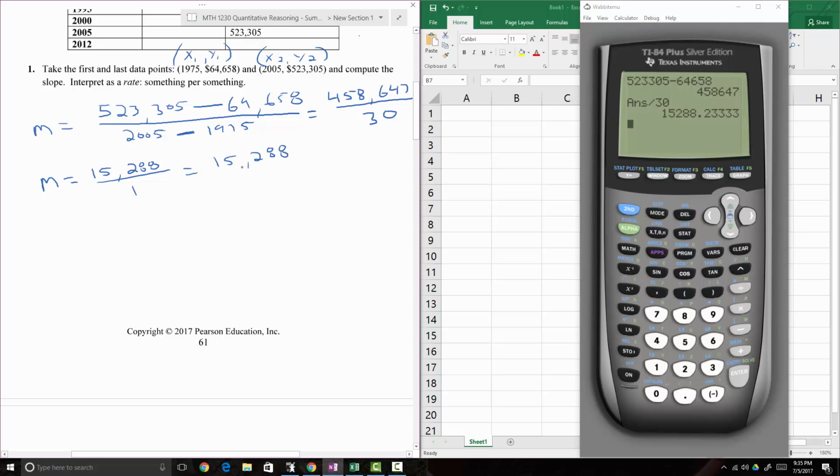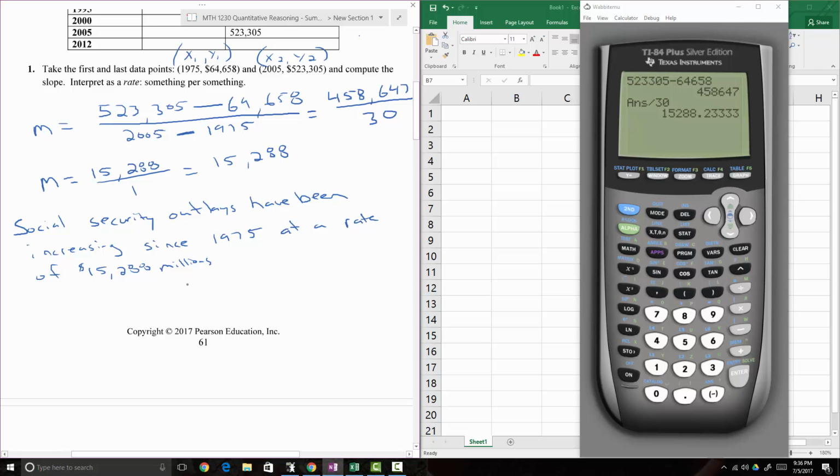Okay, so if we want to interpret this as a rate, we could say Social Security outlays have been increasing since 1975, increasing because this is a positive slope, at a rate of 15,288, and this is in millions of dollars, millions per year. That's how we can interpret that sentence.